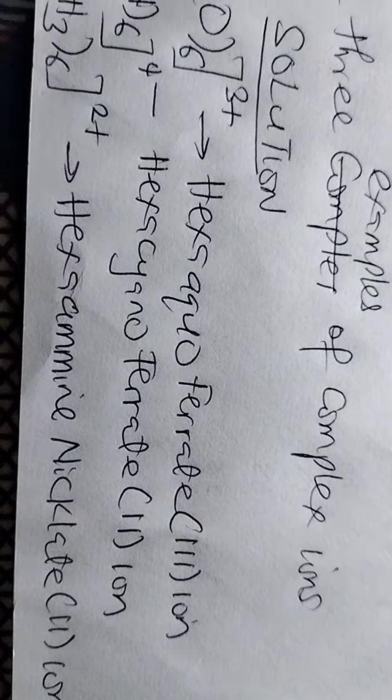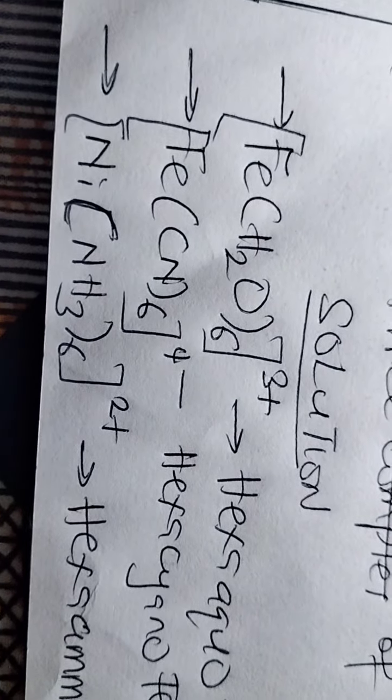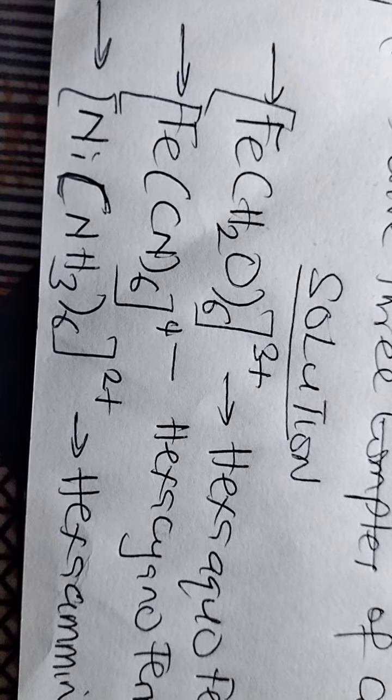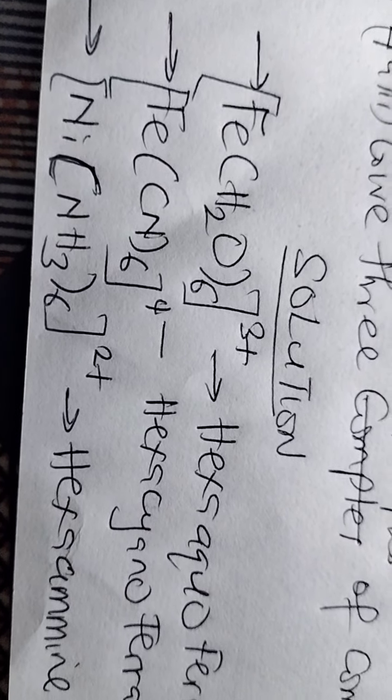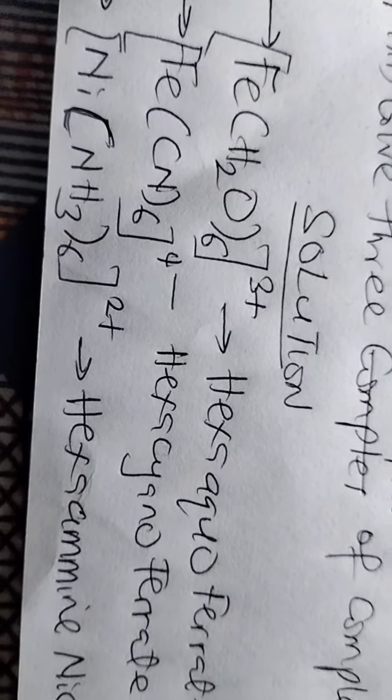Ferrate, from the word ferrum, ion. Then the other one, nickel with ammonia, 6 molecules, and then 2 charges, plus 2. This one is named hexaamminenickel(II) ion. So these are 3 examples of complex ions.